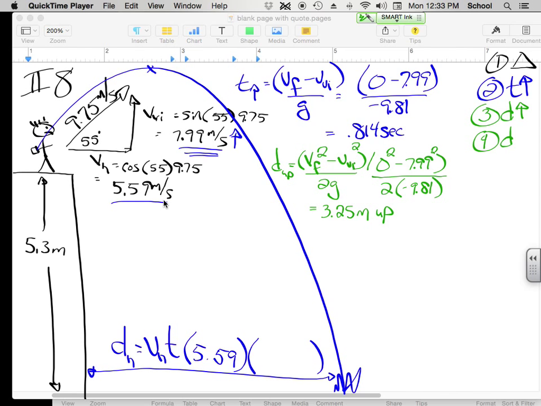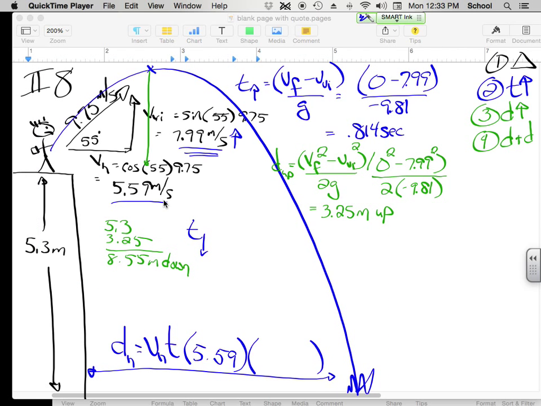You said, hey, I'm going to add the two distances together. Because I know it's going to fall 3.25 meters from here to here, and then it's going to fall another 5.3 all the way back down to the bottom. So I'm going to have the 5.3 and the 3.25, and that's going to add up to 8.55. So then we say, now we can find the time down, which of course is the square root of 2dv over g.